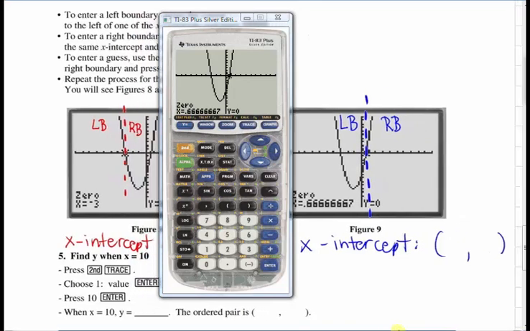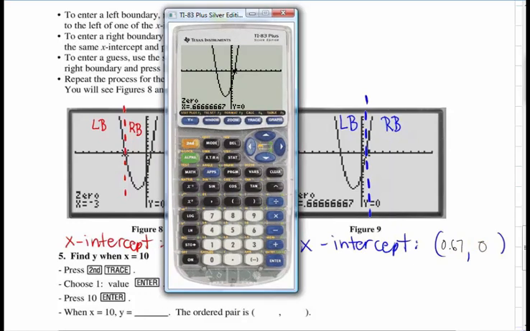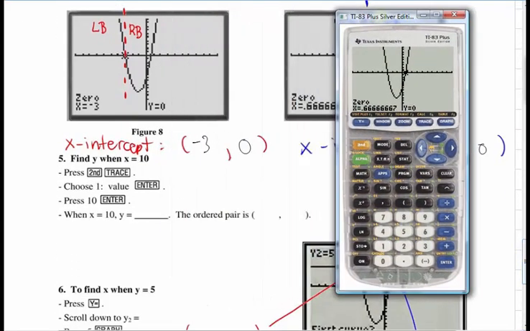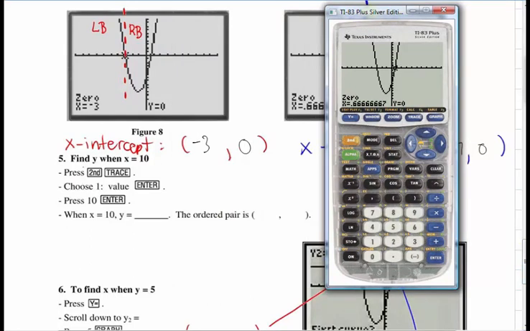Okay, so let's write the coordinates in. 0.67 and 0. Okay, so the next thing that we are going to take a look at is how to find y when x is equal to 10.